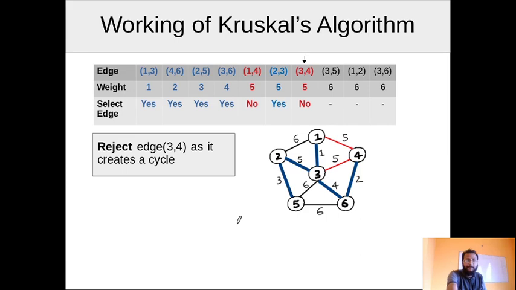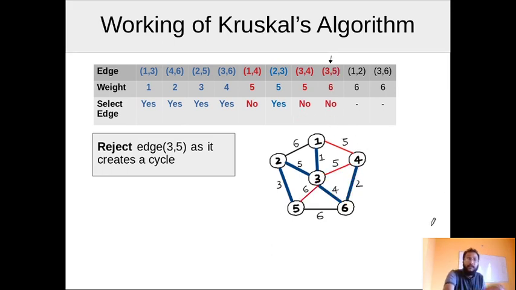Next is 3 4. Do I select 3 4? No, because they are already interconnected. This is the path. So, I do not select 3 4, because if I select this, it creates a cycle here.